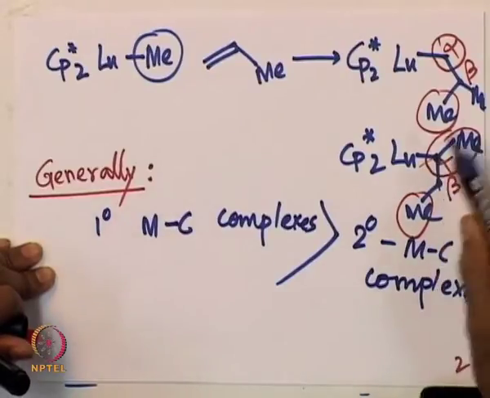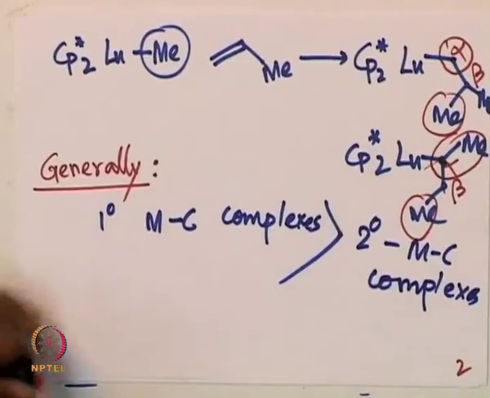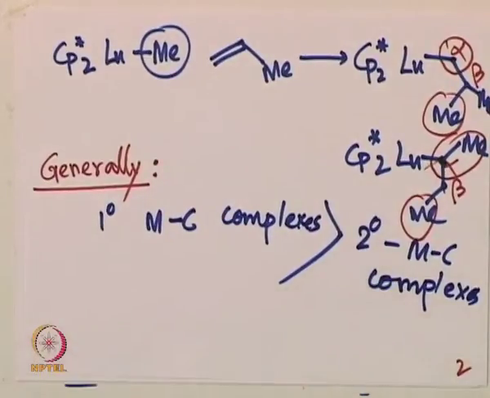This is the secondary one, this is the primary one. Primary, secondary, primary is more preferred. Of course, that trend will follow primary, secondary, tertiary. As you can see, more and more steric demand is happening, and therefore we will get less and less product formation.